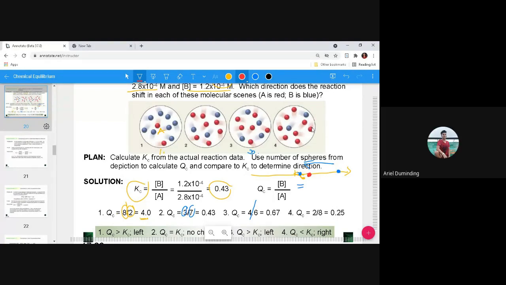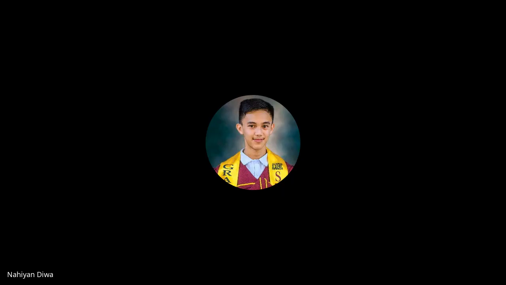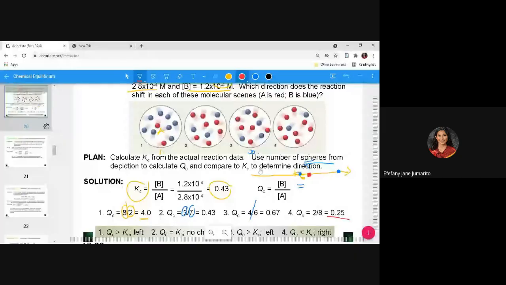2 over 8, ma'am. Forward. It's forward because it's 0.25, which is less than KC. 2 over 8 is to the right. Okay, so it's forward.